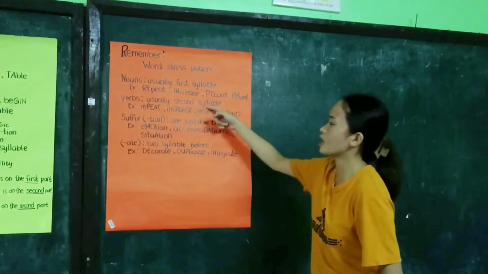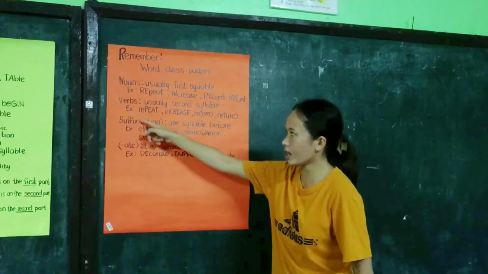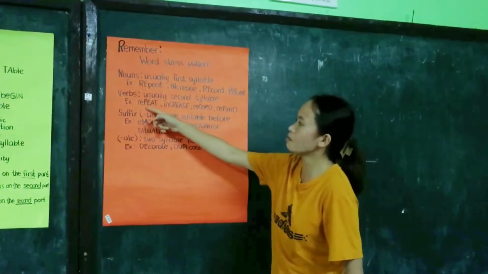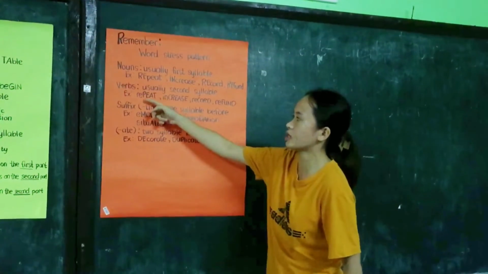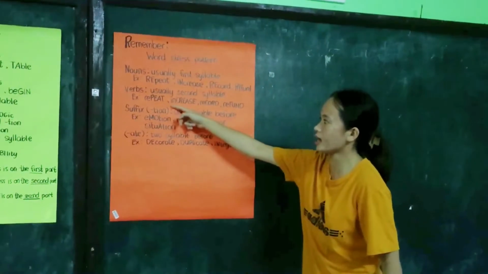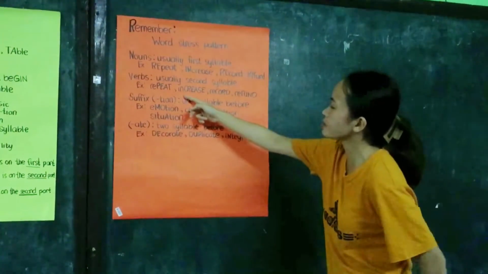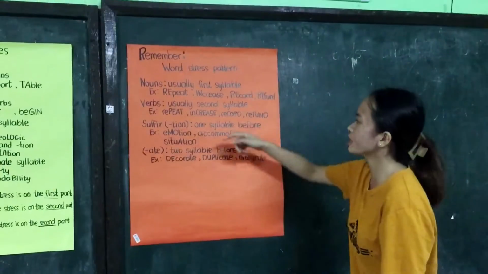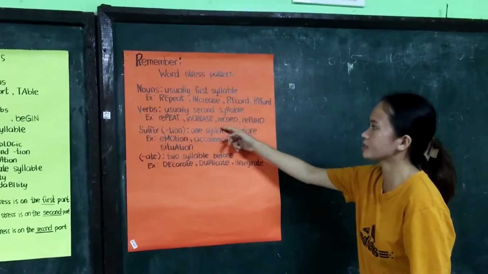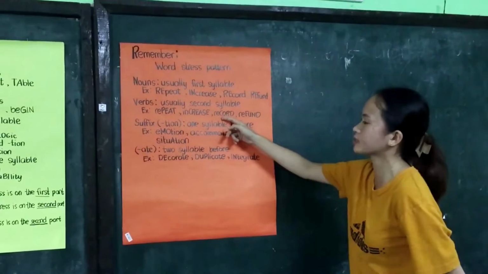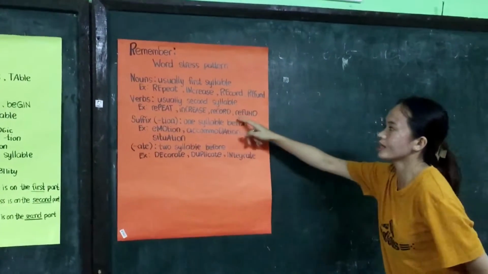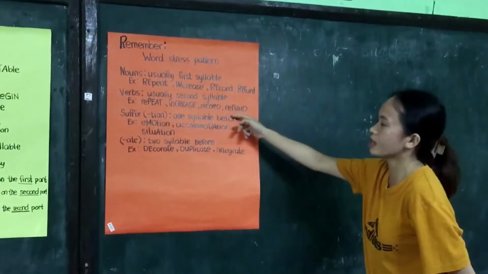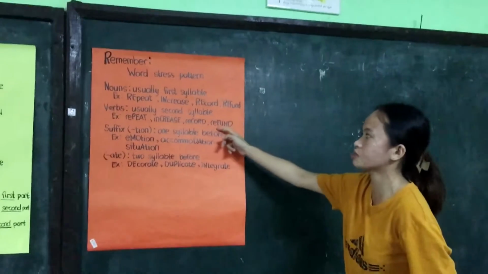Second is verbs. Usually the stress is on the second syllable. Example, repeat. The second syllable is peat, so the stress is put on the peat. Third is increase. The second syllable is crease, so the stress is put on the crease. Third is record. The second syllable is cord, so the stress is put on the cord. Fourth is refund. The second syllable is fund, so the stress is put on the fund.